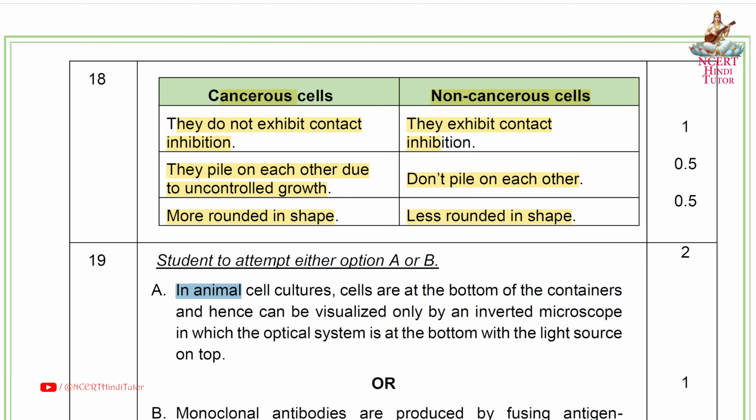Answer: in animal cell cultures, cells are at the bottom of the containers and hence can be visualized only by an inverted microscope in which the optical system is at the bottom with the light source on top.